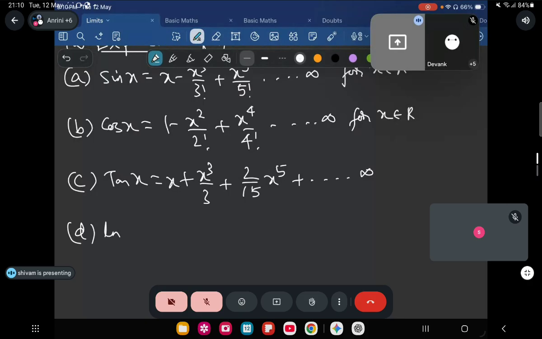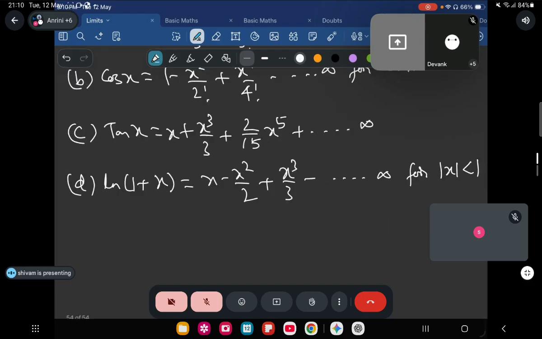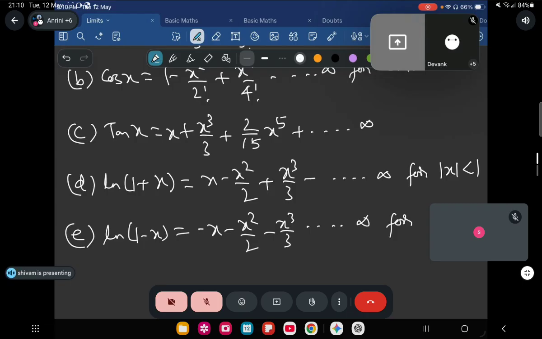Next, ln 1 plus x. Ln 1 plus x will be equal to x minus x square by 2 plus x cube by 3 dot up to infinity, for mod of x less than 1. If anyone needs a proof, let me know. Ln 1 minus x will be equal to minus x square by 2 minus x cube by 3 dot up to infinity, sorry, for mod of x less than 1.